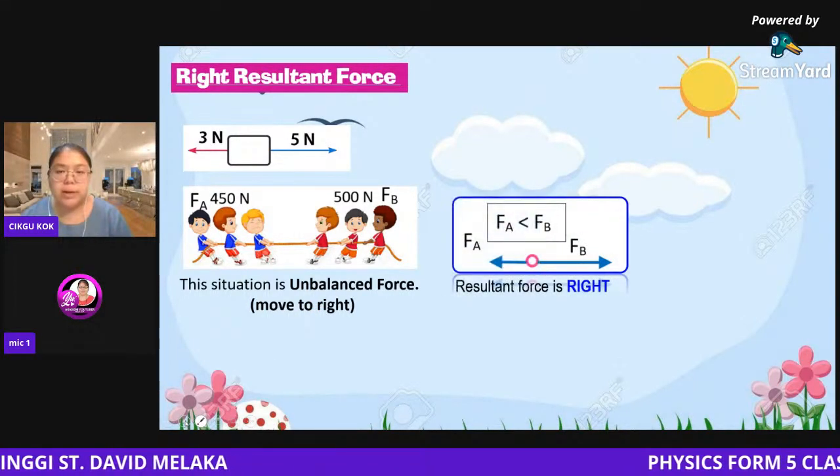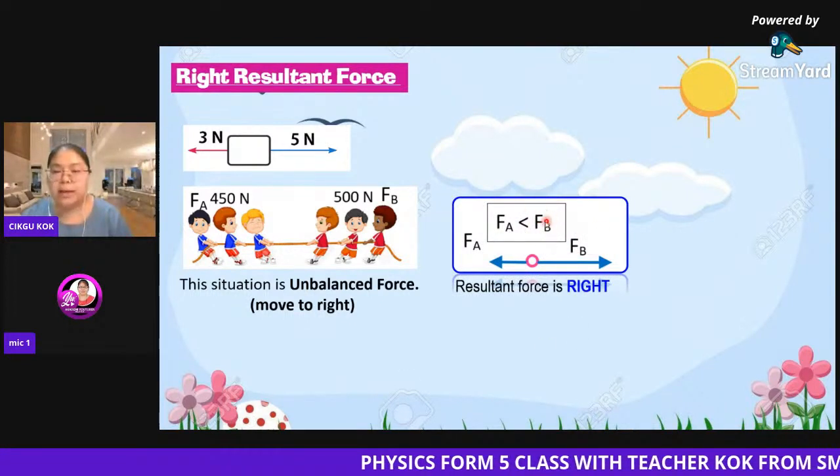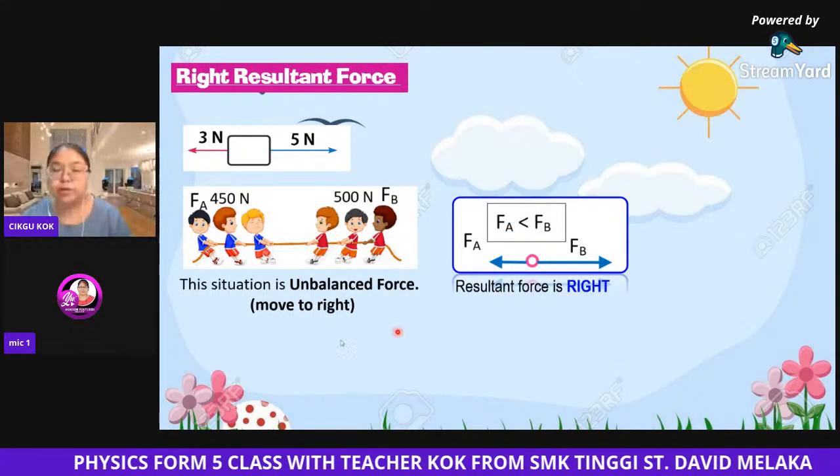Okay, so this one is a diagram. Now you need to draw FB longer, because FB is more than FA. The resultant force is on the right hand side.